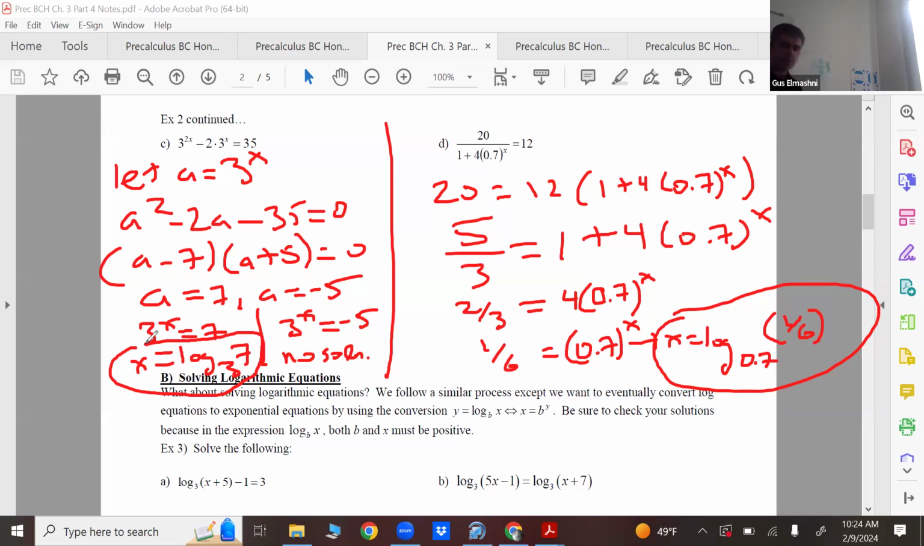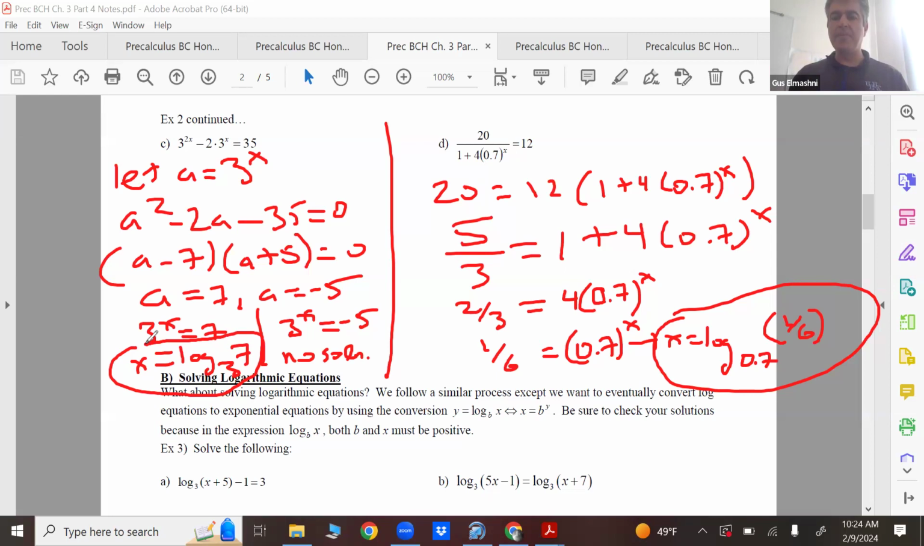So the algebra is a little bit more intense with C and D. Ask questions. Any questions so far about C or D? We're good? We're cool? I'll just give you guys a little more time to copy it down before we do the log equations. But that's probably as complex as the exponential equations will get.